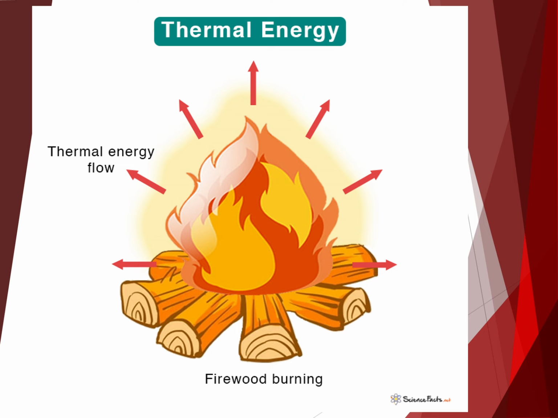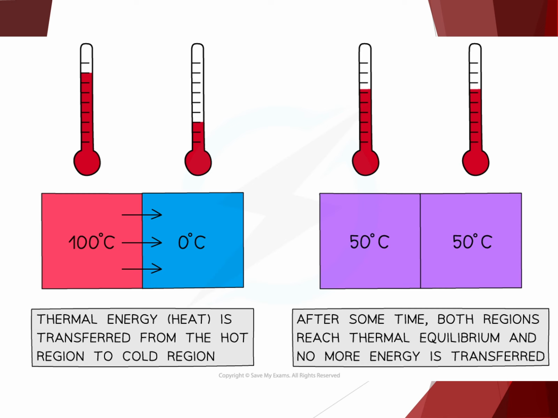Heat transfer will continue until the two objects are at the same temperature. When the objects reach the same temperature, they are said to be in thermal equilibrium. In spontaneous processes, thermal energy moves, in the form of heat, in only one direction, which is from the higher temperature areas to the lower temperature areas.